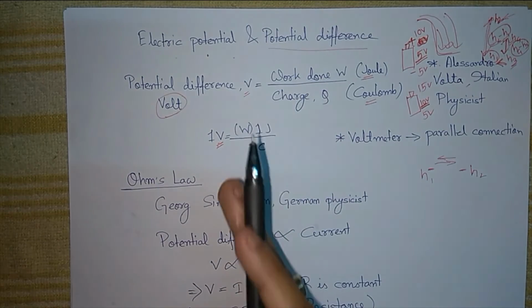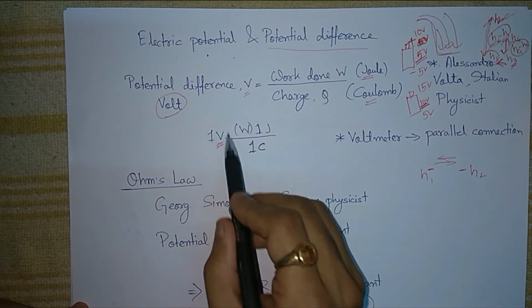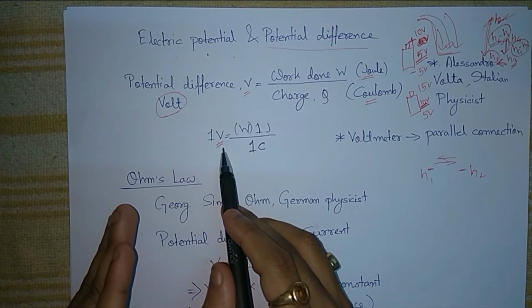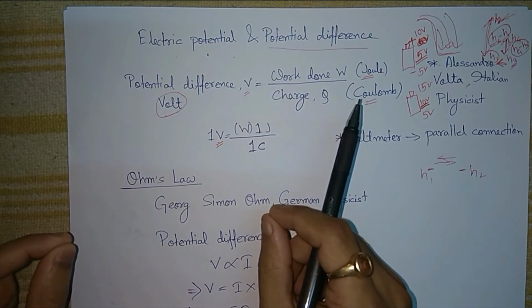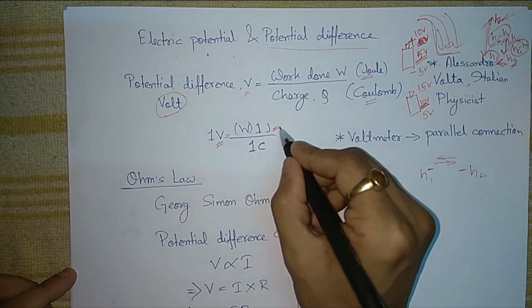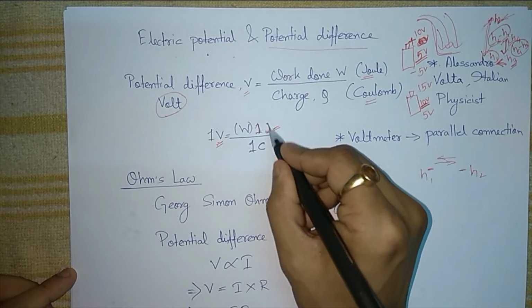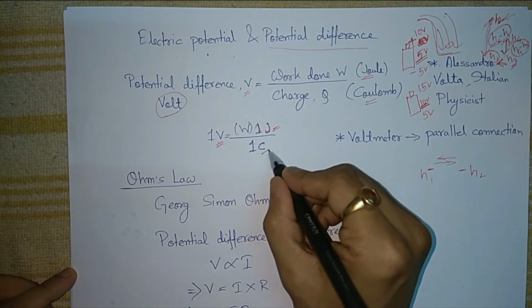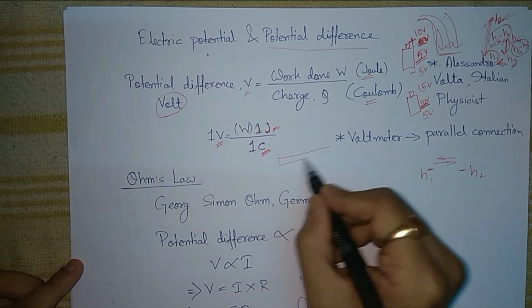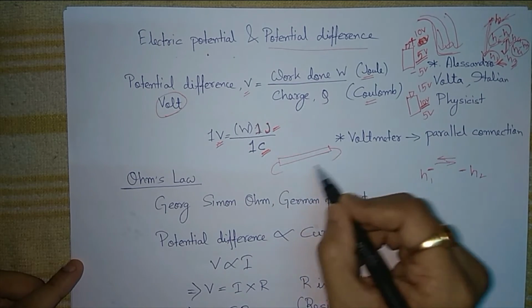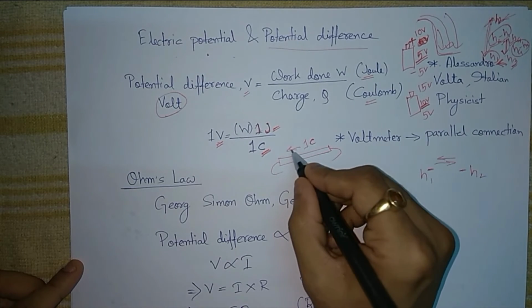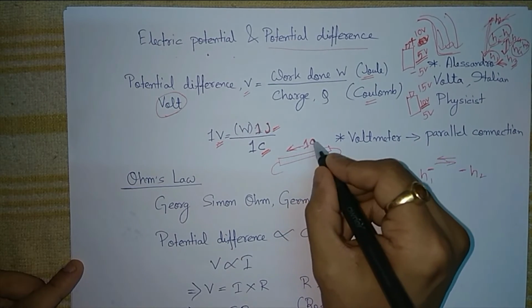So actually what is the concept here? 1 volt of potential difference may be defined as the potential difference between the two terminals of the conductor to do work done of 1 joule to travel 1 coulomb of charge. Means this is a conductor. You have 1 coulomb of charge and you need to flow 1 coulomb of charge.